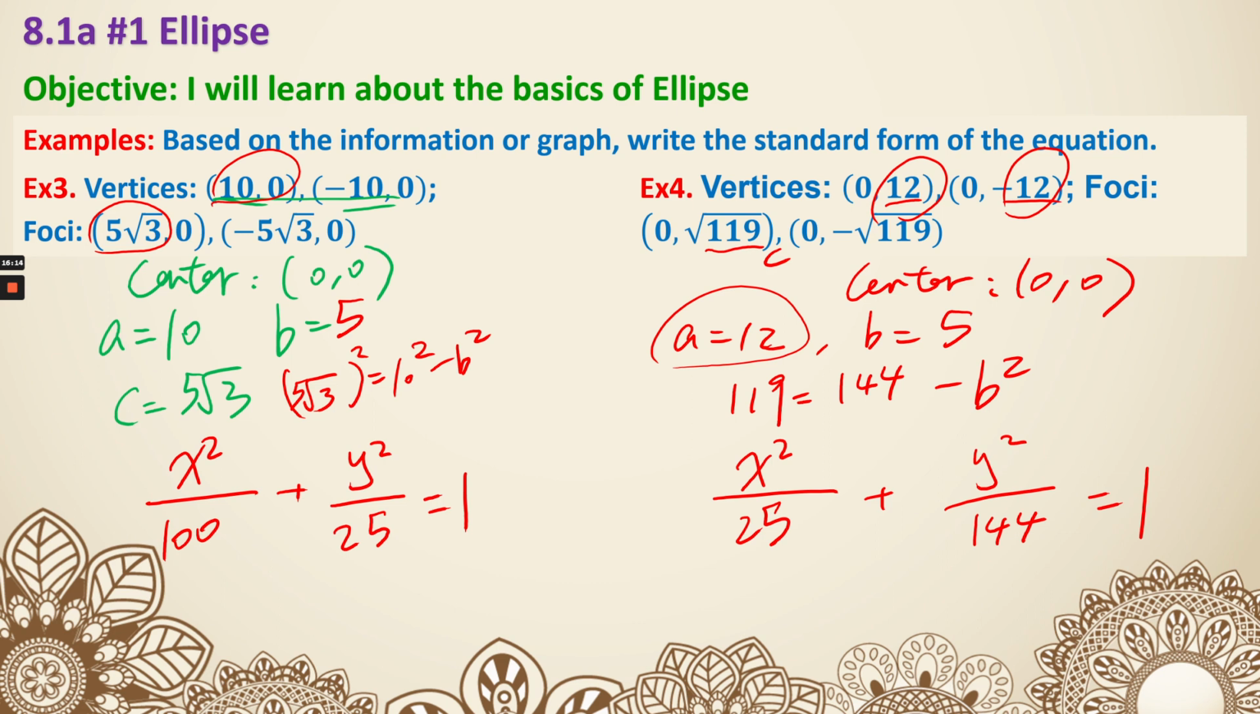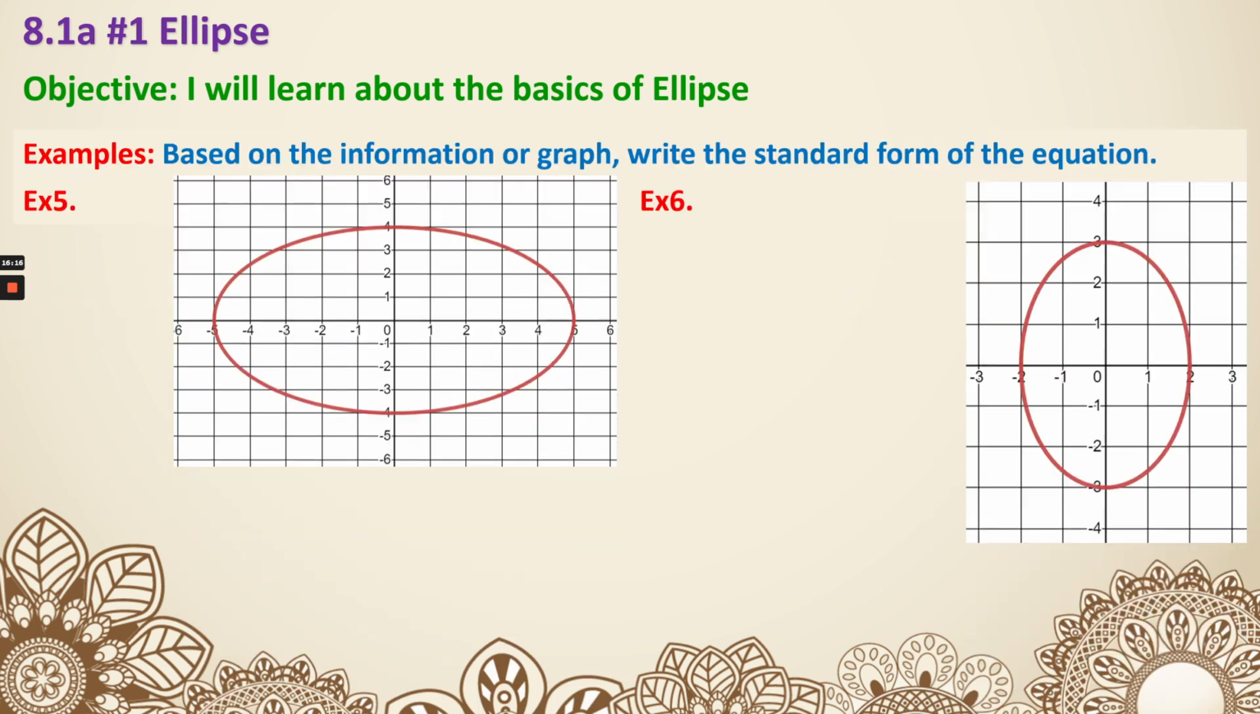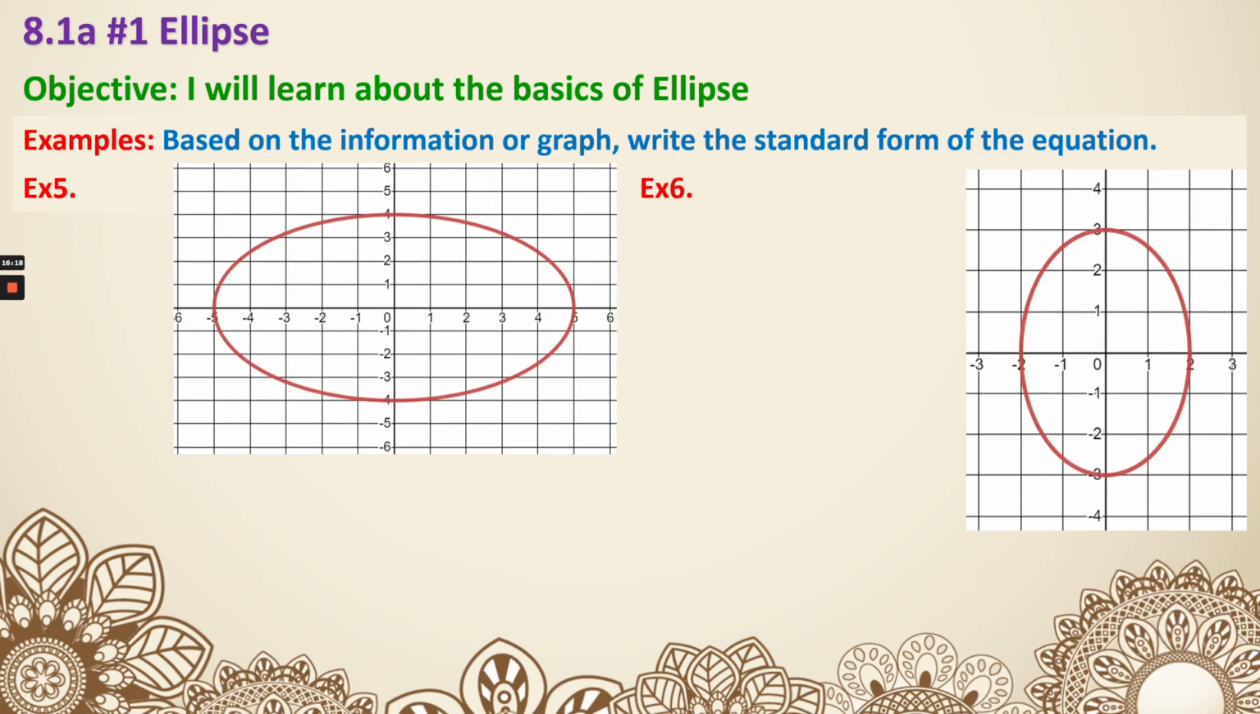That is example 4. Moving up. Example 5. Now we just need to use the graph to identify. That's actually super easy because we can easily identify our A, centered at 0, 0. So our A would be a 5. In that case, our B would be a 4. And clearly, that's the major axis because that's longer. So A is under the x. So x squared over 25 plus y squared over 16 equals 1.